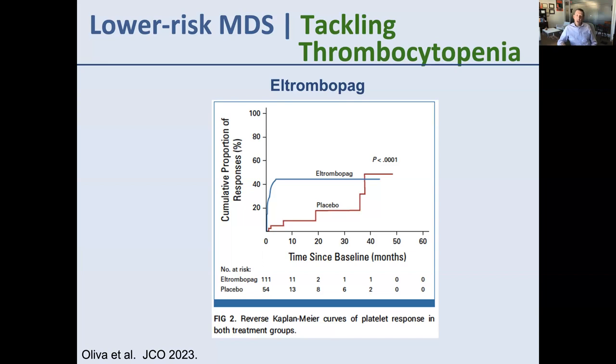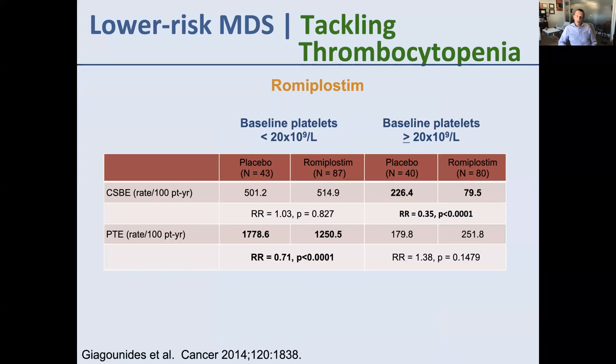In this study, patients with a low platelet count who got this drug, eltrombopag, also known as Promacta, about 40% of them had an improvement in their platelet count over time. The other drug is called romiplostim. The brand name is Nplate. Again, this is off-label use. In another study, those who got the romiplostim were significantly more likely to have fewer bleeding events and fewer platelet transfusions. So it seemed like this drug was a home run.